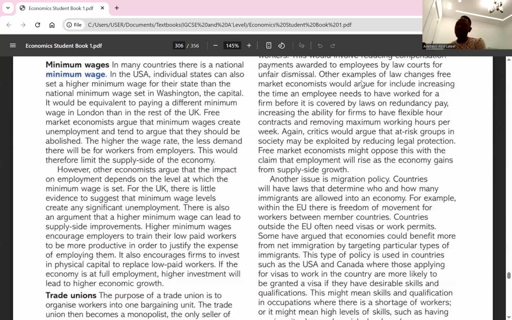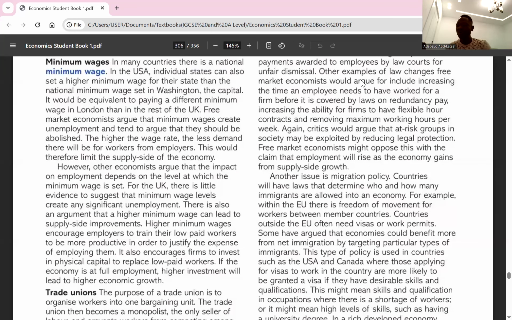The next one is minimum wages. Free market economists argue that minimum wages create unemployment. Why? Because if there's a minimum wage, firms are obliged to pay. And this discourages them from employing more workers because it increases their cost on wages and it reduces their profit. Do you understand? That is why it creates unemployment. So the higher the wage rate, the less the demand there will be for workers from employers. This will therefore reduce the supply side of the economy. If firms are not employing more workers, it means output is expected to fall within the economy. That is the point.